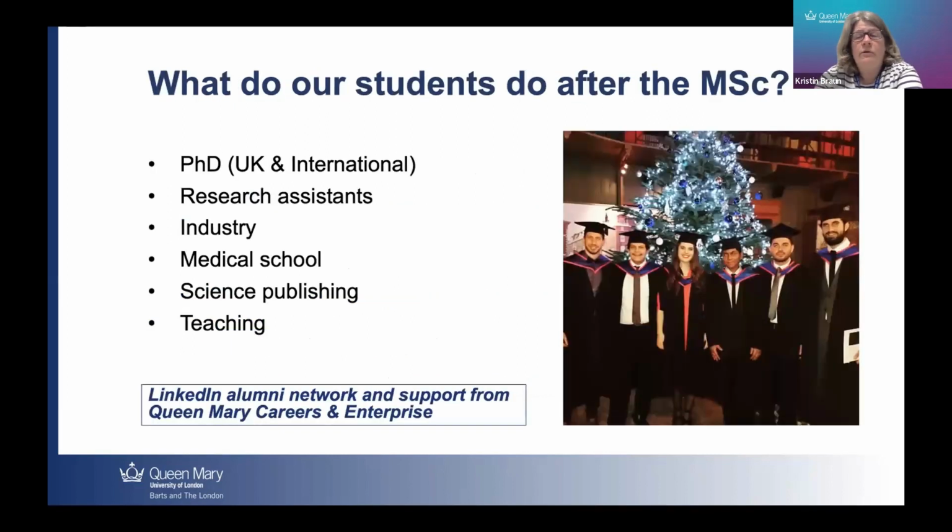What do our students do after the master's? Our students, their outcomes have been really excellent. We have a large number of students now who've gone on to PhD studies, both within the UK, but also internationally. We have students who are working in research, either as research assistants in academia or in industry, whether that's large industry or smaller startups. We have a number of students who've gone on to medical school and the students who've gone into different career paths like science publishing or teaching or consultancy. And on the right-hand side here, we have a picture of some of our graduates. Graduation is around Christmas time.